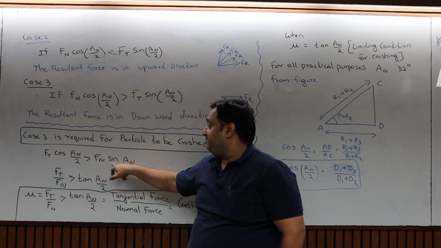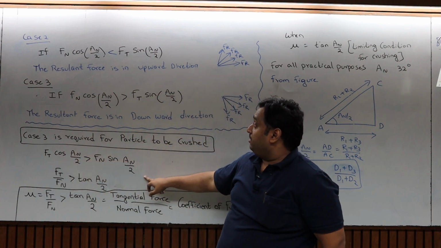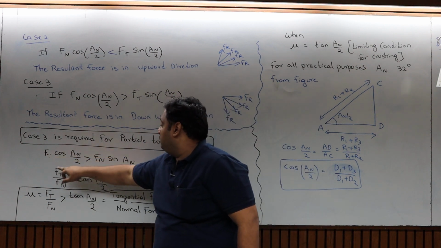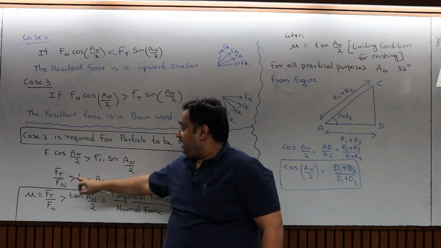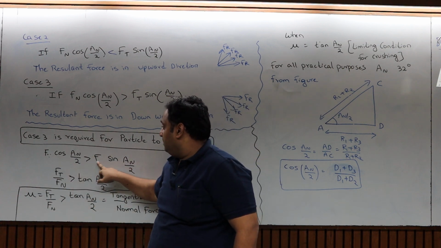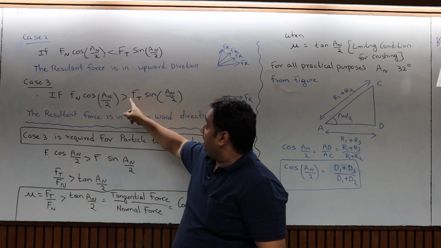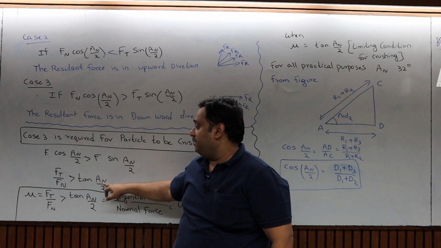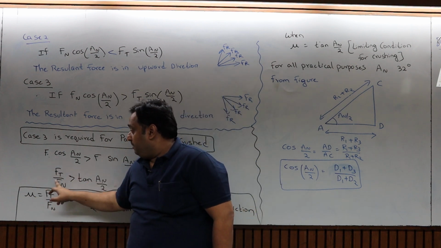Case 3 is required for the particle to be crushed, which is Fn cos(an/2) greater than Ft sin(an/2). Then Ft by Fn, sin by cos, is nothing but tan(an/2). What is this Ft by Fn?